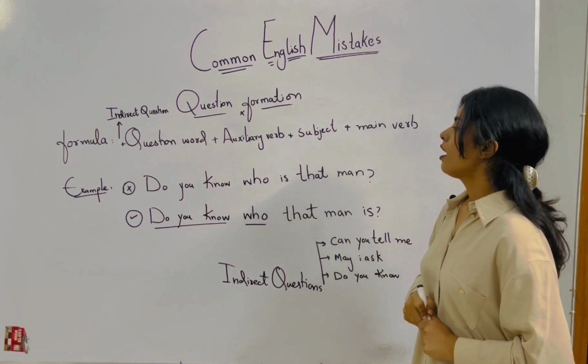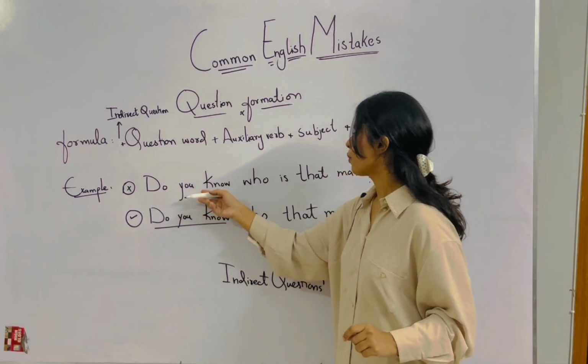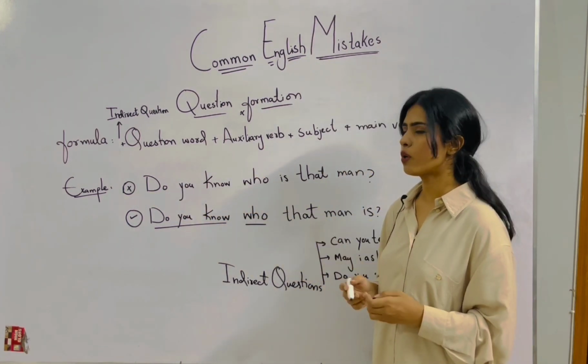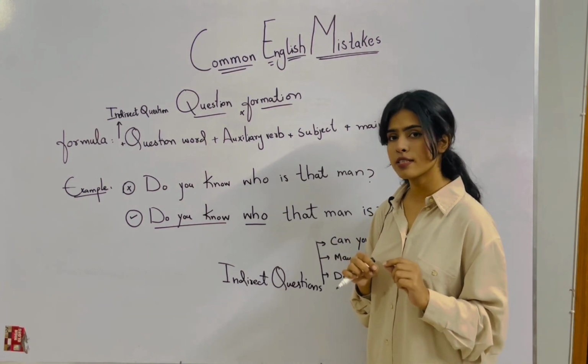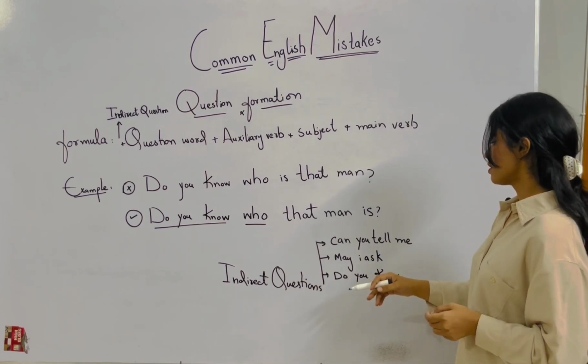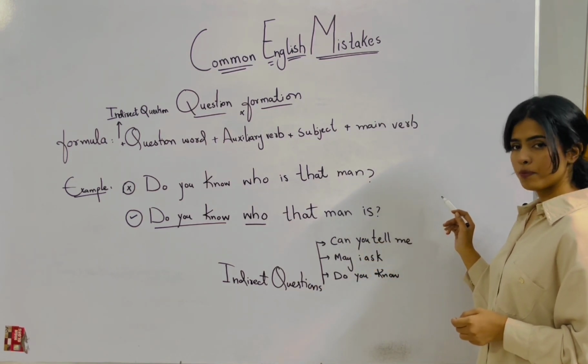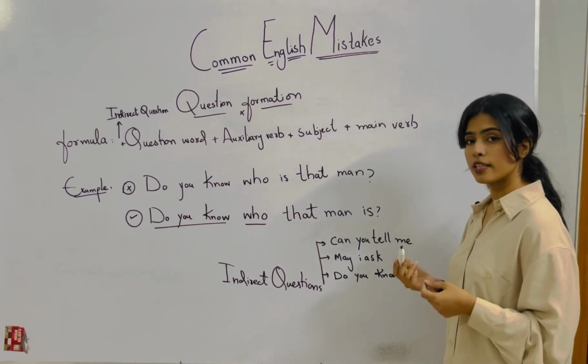That is, if we have this, do you know, so do you know is already like a question, but it's not a direct question, it's an indirect question. We have a few examples of indirect questions. Can you tell me, may I ask, or do you know? These are examples of indirect questions.